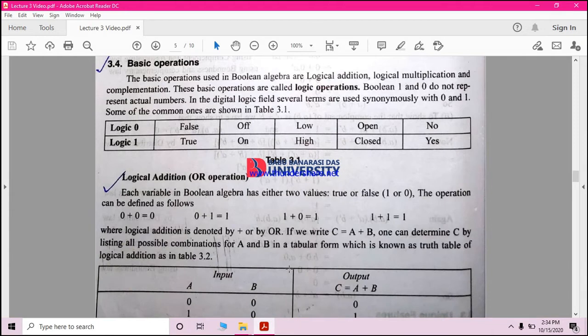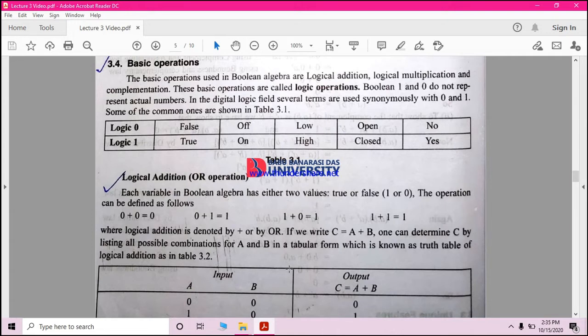This is the third lecture, and in this lecture I'll be teaching you the basic concepts and the basic operations of Boolean algebra and various logic gates. The basic operations used in Boolean algebra are logical addition, logical multiplication and complementation. These basic operations are called logic operations.